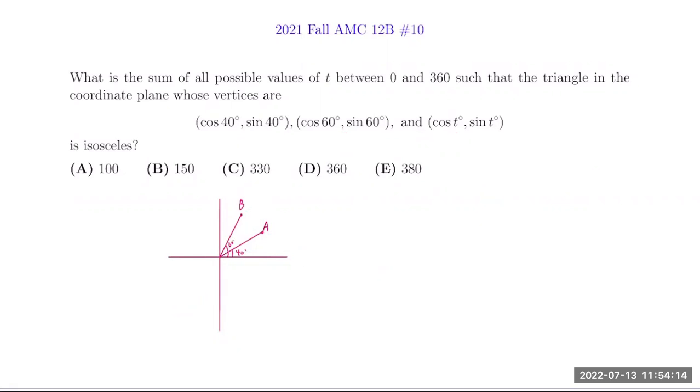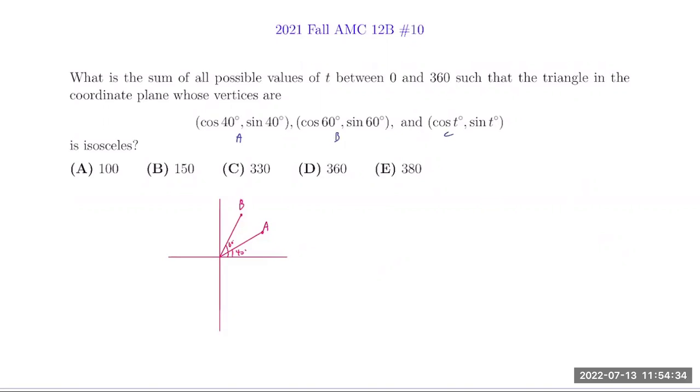What is the sum of all possible values of t between 0 and 360 such that the triangle in the coordinate plane whose vertices are (cosine 40, sine 40), (cosine 60, sine 60), and (cosine t, sine t) is isosceles? First, let us label them A, B, and C as the vertices.